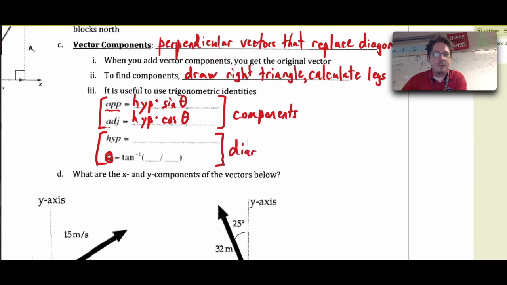So to find the diagonal vector, the hypotenuse, we're going to use the Pythagorean theorem. We're going to use one leg squared plus the other leg squared and square root it. A squared plus b squared equals c squared. And to determine an unknown angle, we're going to use our inverse trig function.